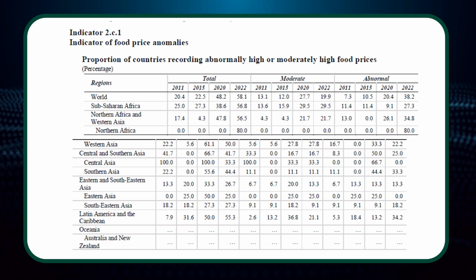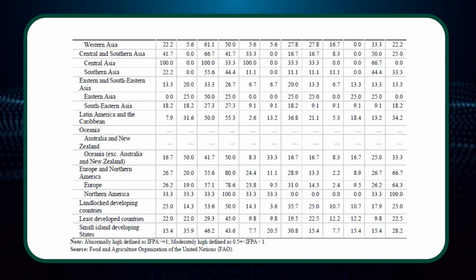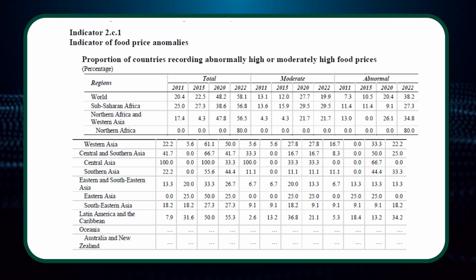For example, here you will also find the moderate and abnormal values. Abnormally high is defined as higher than or equal to 1, and moderately high is defined as 0.5 to 1. When you look here, the value is more than 1. So it is abnormal; the market price is very highly volatile, right?